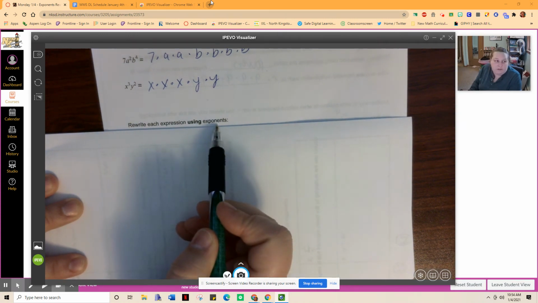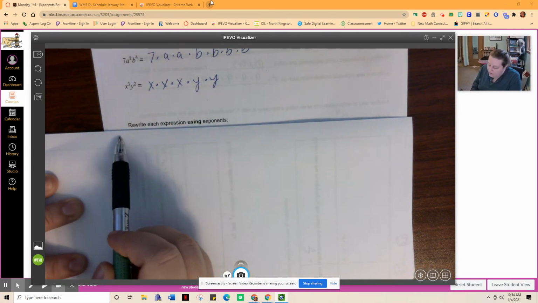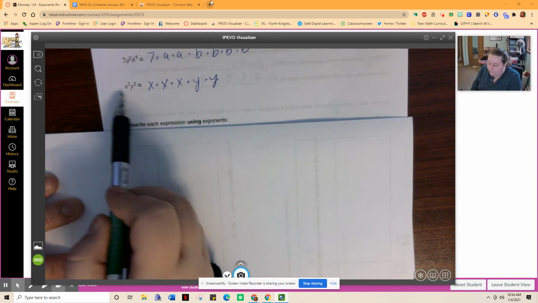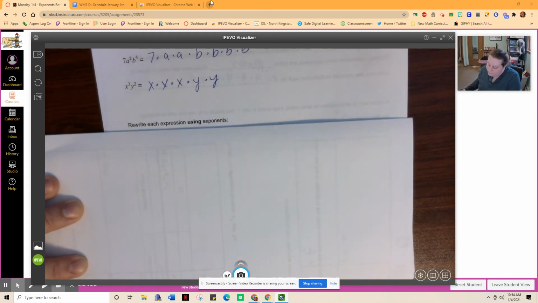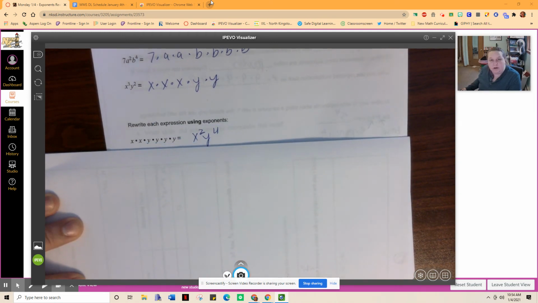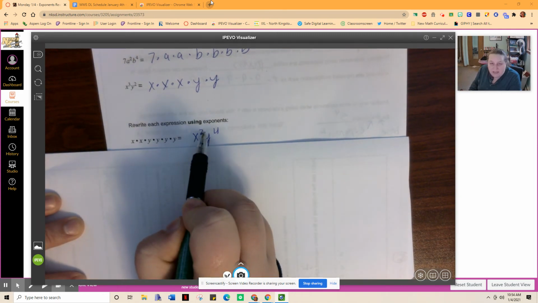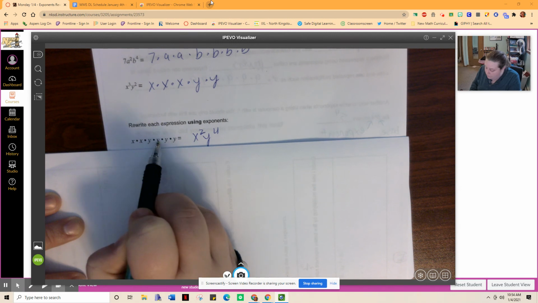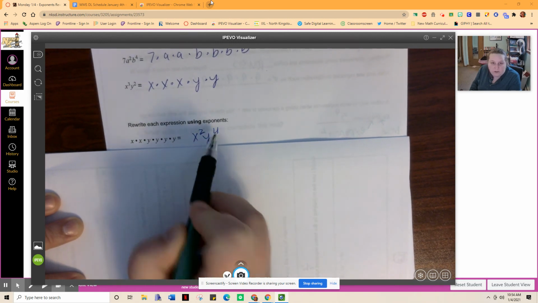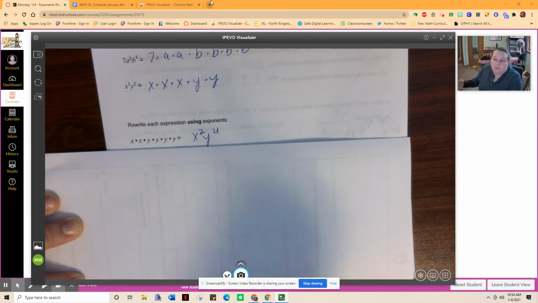Rewrite each expression using exponents. So they give you expanded form, and you're going to rewrite it in exponent form. I'm going to do the first one with you, and then you're going to try the next few on your own. So I have 2 x's, so that's x to the power of 2. Then 1, 2, 3, 4 y's, so y to the power of 4. So right now, if you could pause and try the next few examples on your own, and then come back and see how you did.